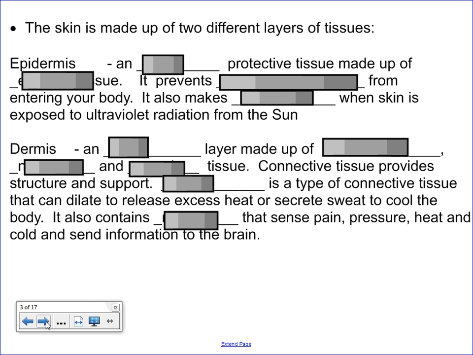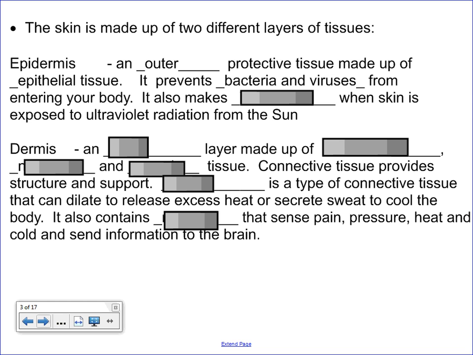The skin is made up of two different layers of tissues. The first layer is the epidermis, which is that outer protective tissue, mainly made up of epithelial tissue. It will prevent bacteria and viruses from entering the body, and it also will make vitamin D when your skin is exposed to UV radiation.